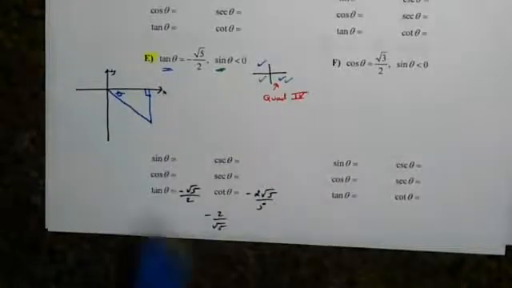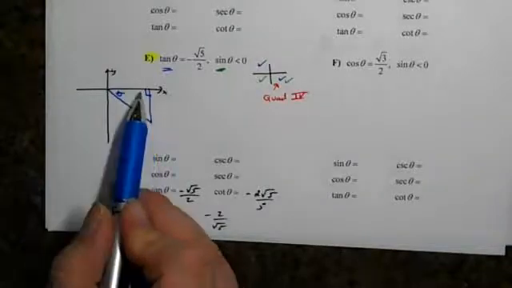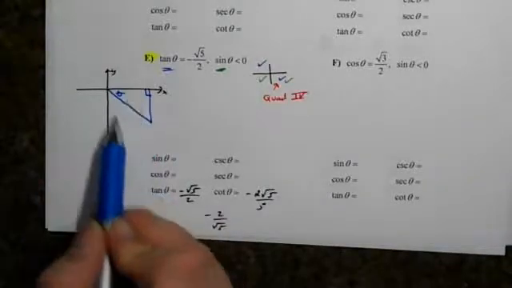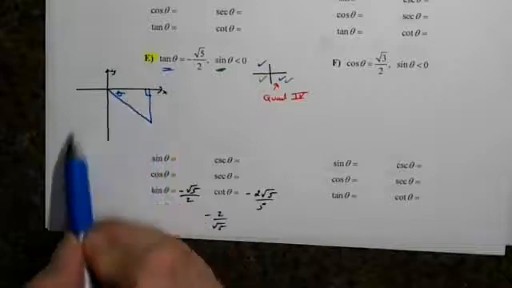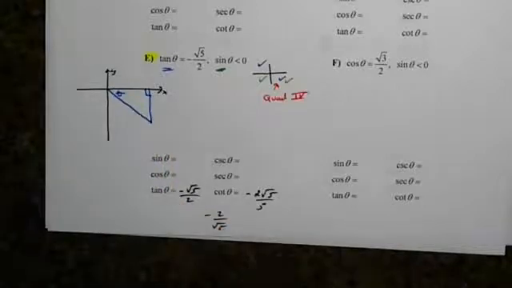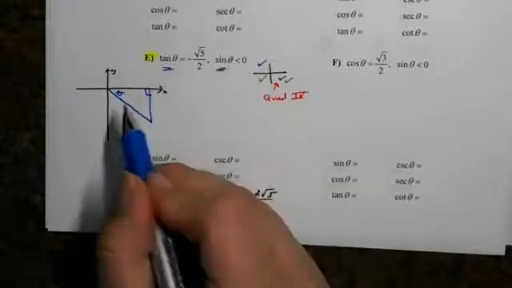Now remember how you draw the triangles? They always go to the x-axis. Always. Don't ever draw to the y-axis. Always go straight up to the x-axis or down. Okay. Reference angles are always in relation to the horizontal axis. So here's our reference angle, theta prime.